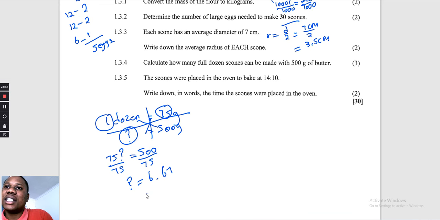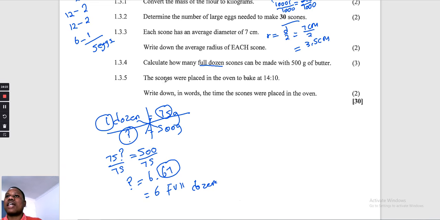But the question says calculate how many full dozens can be made. So do you see that we are only going to have 6 full dozen? The 7th one is not going to be full. It is only going to be 67% full, meaning that it's not going to be 100% full. The question needed how many full dozen, so we're going to have 6 full dozen that will be made with 500 grams.